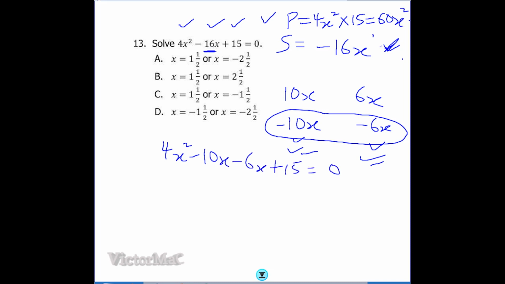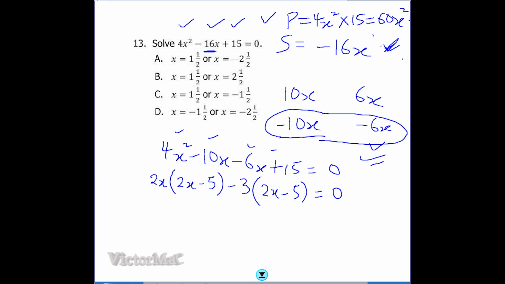Looking at the first two terms on the left, what is the HCF? HCF is 2x, so divide the two terms by 2x. When we divide the first one, 4x squared by 2x, we're going to have 2x. Dividing minus 10x by 2x, we're going to have minus 5. The last two terms also, we're going to divide the same way. The HCF of minus 6x and 15 is minus 3. When we divide minus 6x by minus 3, we're going to have positive 2x. Then when we divide positive 15 by minus 3, we're going to have minus 5.